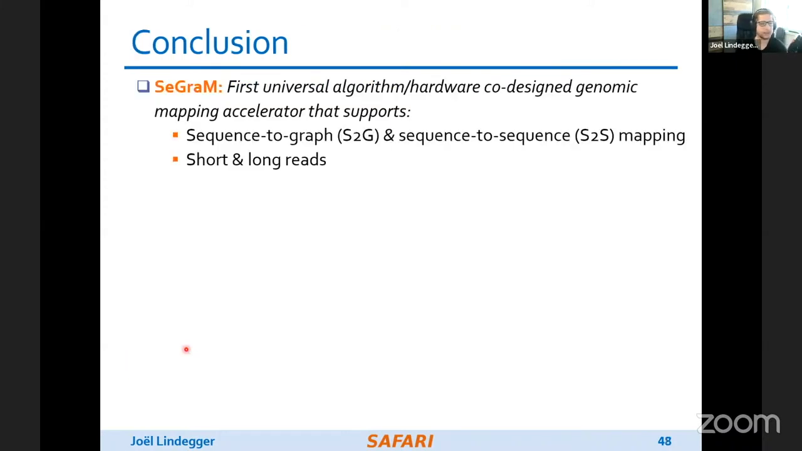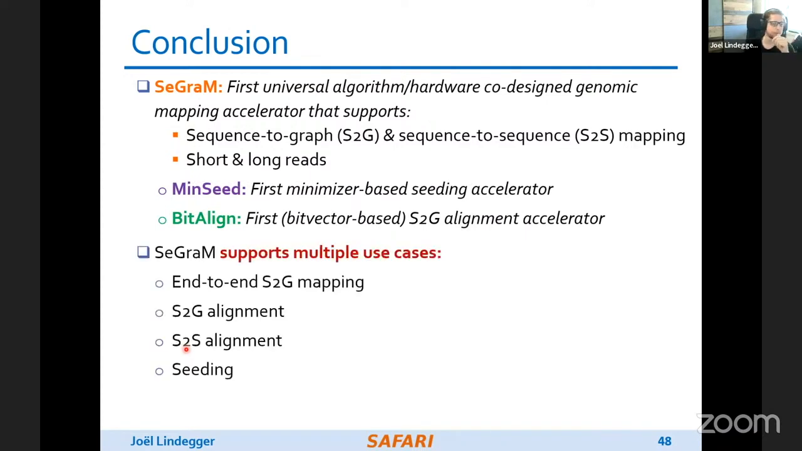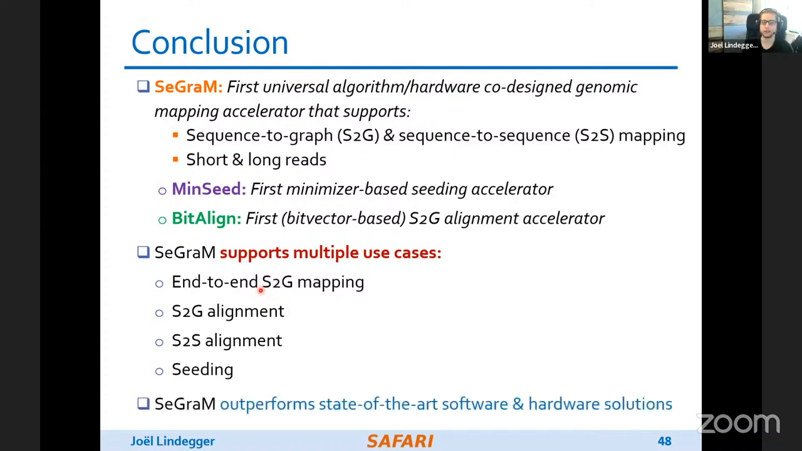Now, let me conclude with a short summary. SeGraM is the first universal algorithm-hardware co-designed genomic mapping accelerator that supports both sequence to graph and sequence to sequence mapping for both short and long reads. It consists of the min-seed and bit-align accelerators for seeding and sequence to graph alignment respectively. It supports multiple use cases such as end-to-end sequence to graph mapping, sequence to graph alignment, sequence to sequence alignment, and seeding. And we observed that SeGraM outperformed state-of-the-art software and hardware solutions in these use cases.